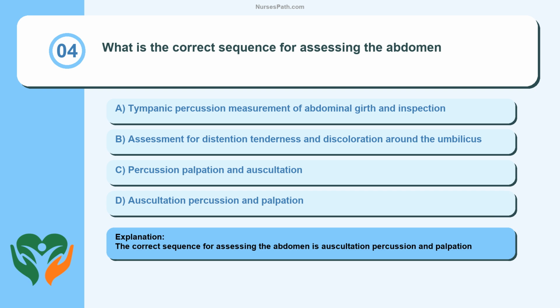The correct sequence for assessing the abdomen is auscultation, percussion and palpation.